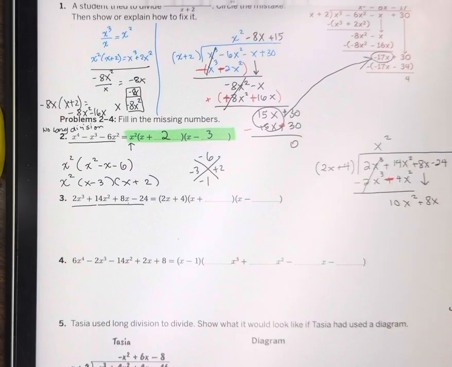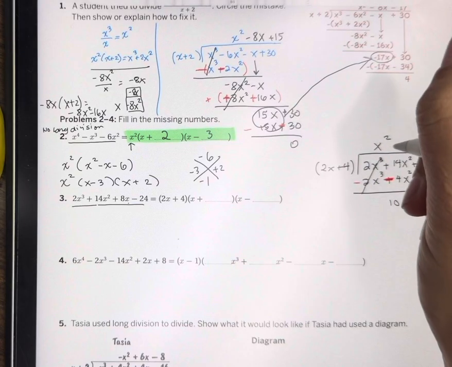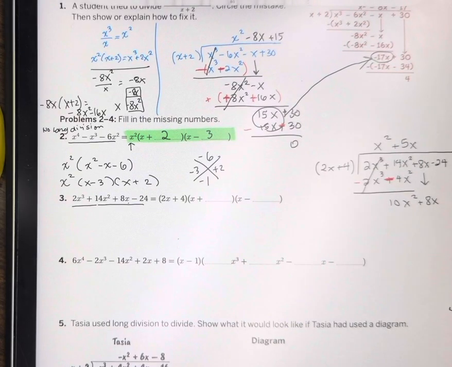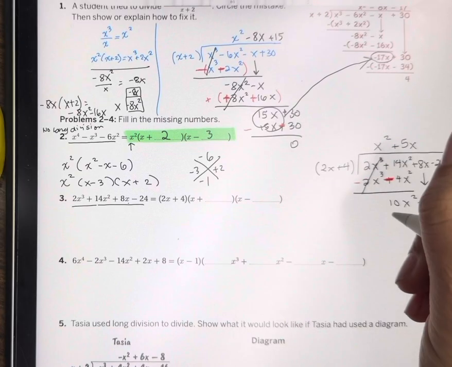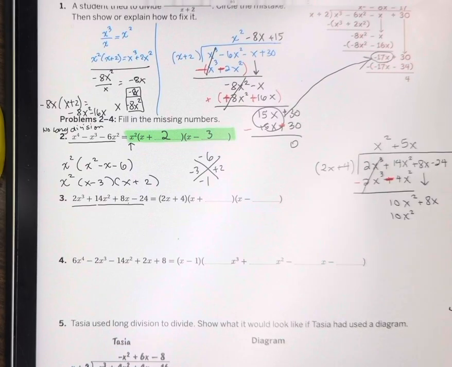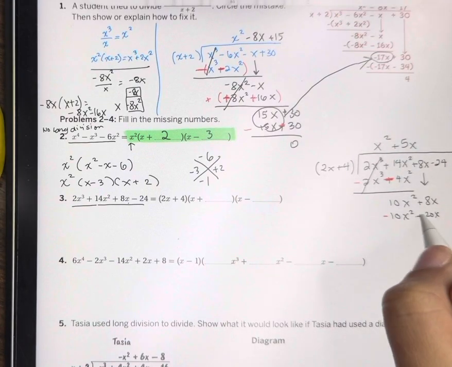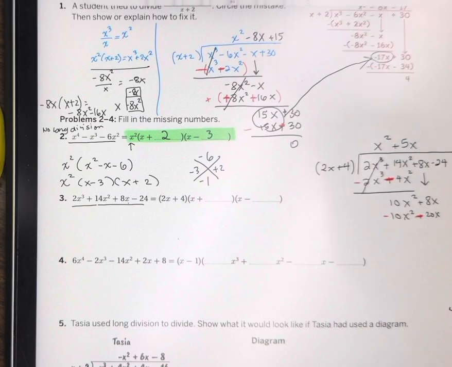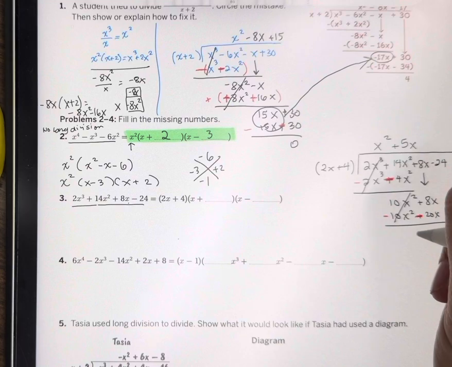Now, 2x times what is 10x squared? That's 5x. 5x times 2x, remember distribute, is 10x squared. 5x times 4 is 20x. Let's go and subtract by changing everybody's sign. And this cancels, and 8x minus 20x is negative 12x. And now we drop down that negative 24.